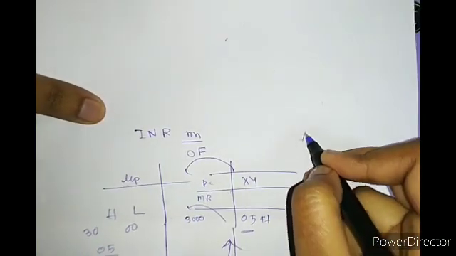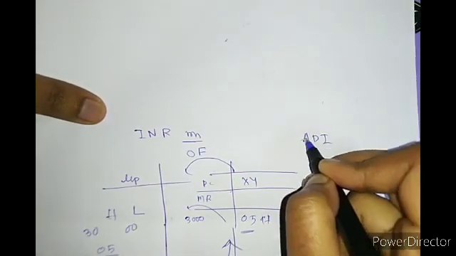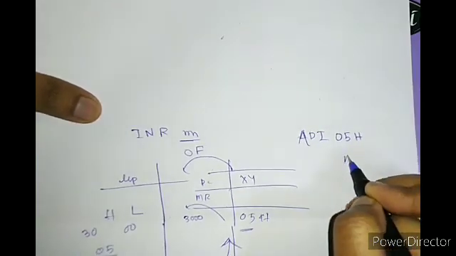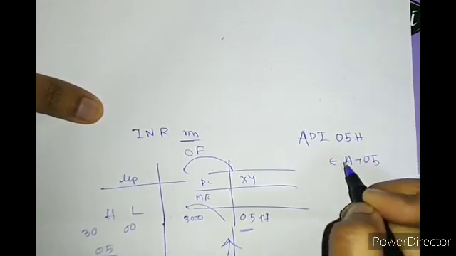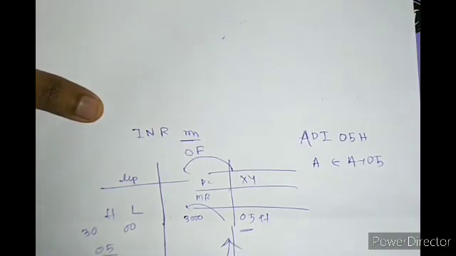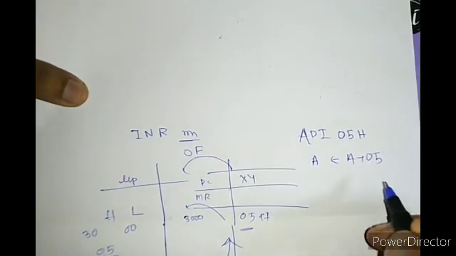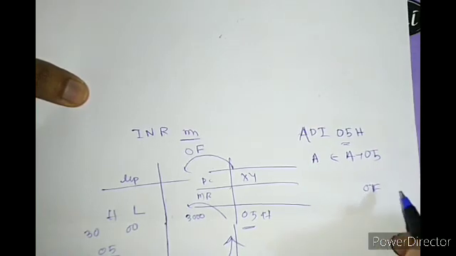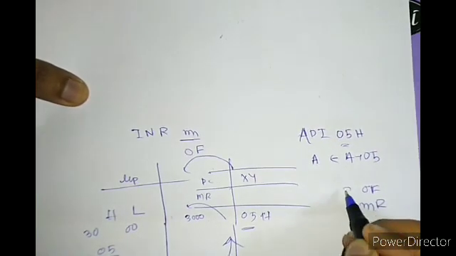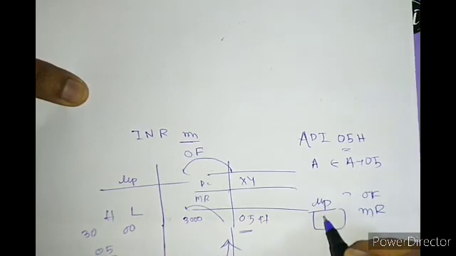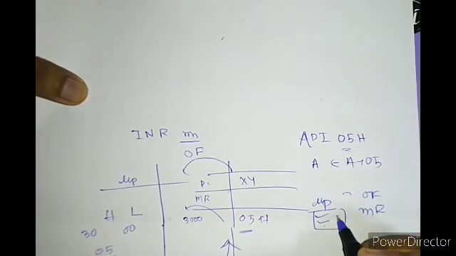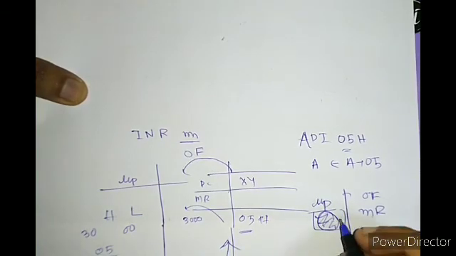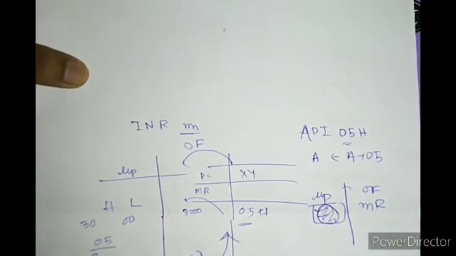When we are doing, suppose, ADI 05, it means A plus 05 gets stored at A. So when opcode fetching is over, this data also comes, OF comes, MR comes. Now whatever is happening is only inside the MUP. The execution happens inside the MUP. No further machine cycles are required.